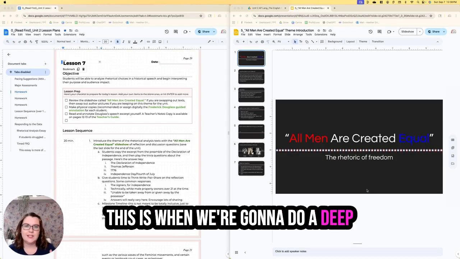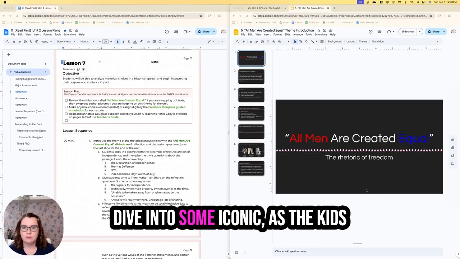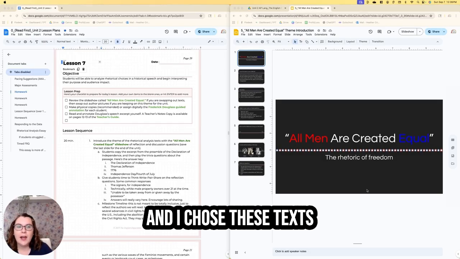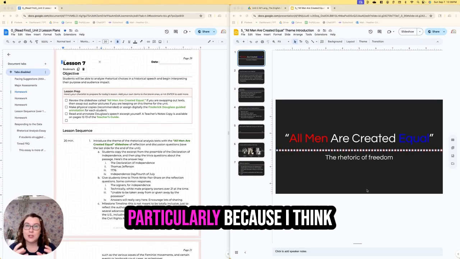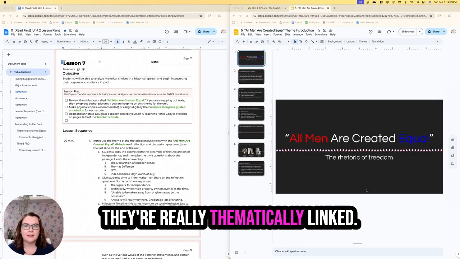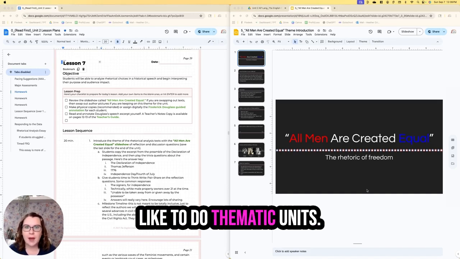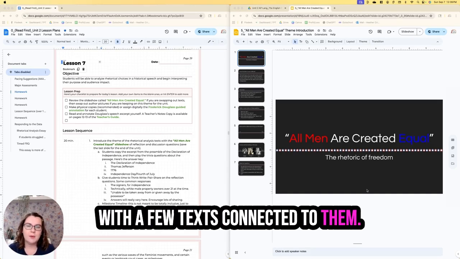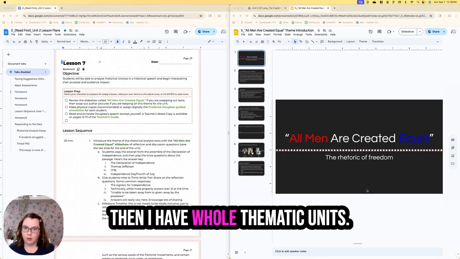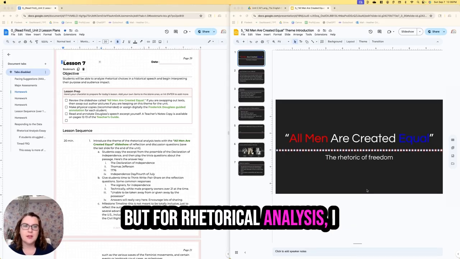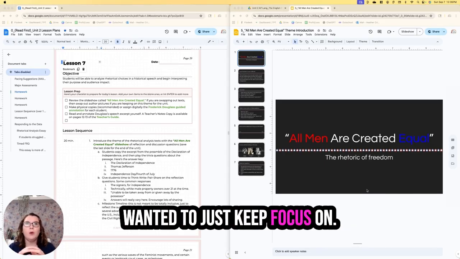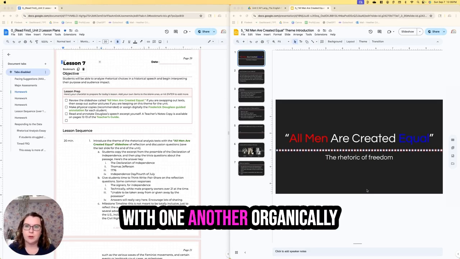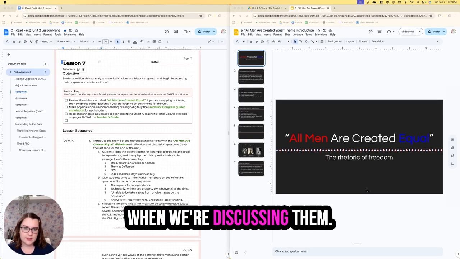We are in really the heart, the soul of the rhetorical analysis unit, which is my unit 2. This is when we do a deep dive into some iconic, as the kids say, speeches in American history. I chose these texts because they're thematically linked. I know a lot of people like to do thematic units. I do thematic topics within units, with a few texts connected to them, and then when we get into synthesis, I have whole thematic units. But for rhetorical analysis, I wanted to keep focus on a few texts that we could bring into conversation with one another organically.